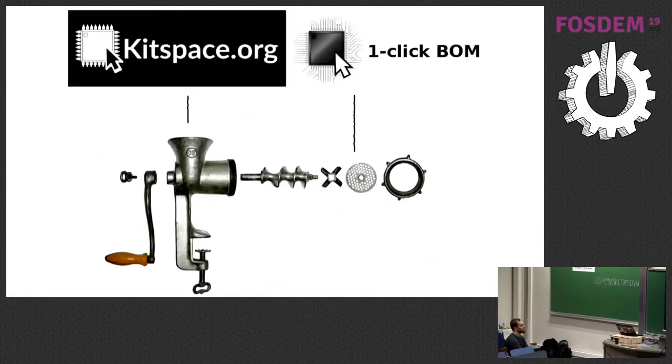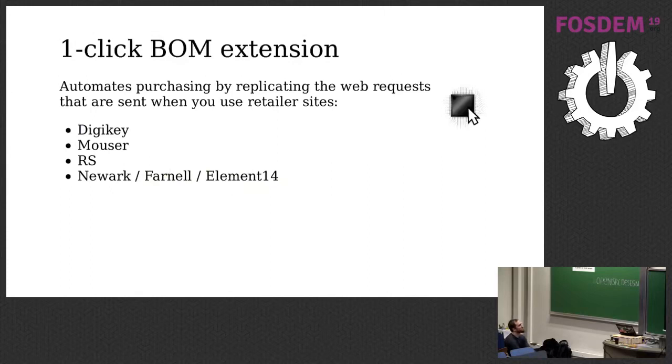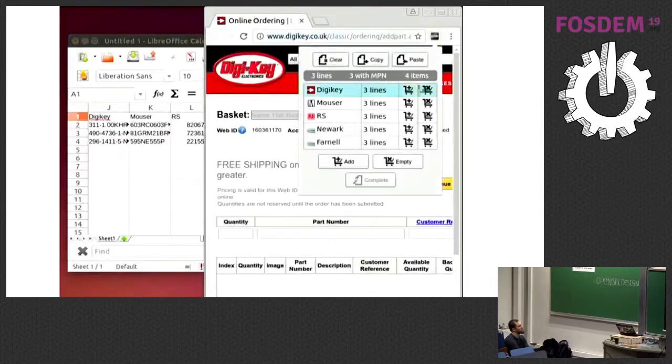So what I've been working on for I don't know how many years is kitspace.org, and before even that, 1-Click BOM, which is a bill of materials browser extension that automates retailer sites. It goes to the electronic components retailer sites, and through the browser extension it does what you would do if you click around and buy this component and that component, and it just automates that bit and puts everything that you need into your shopping cart. So that's the GIF of that.